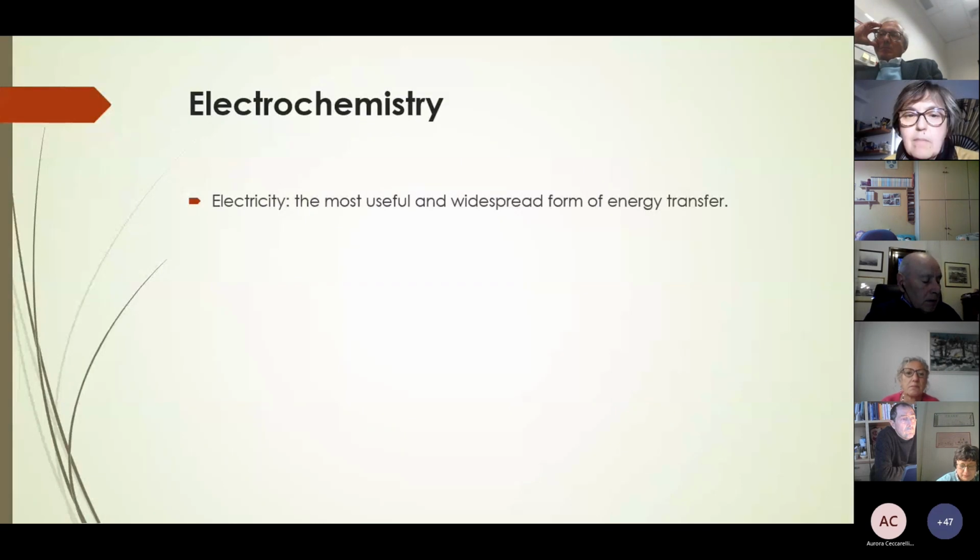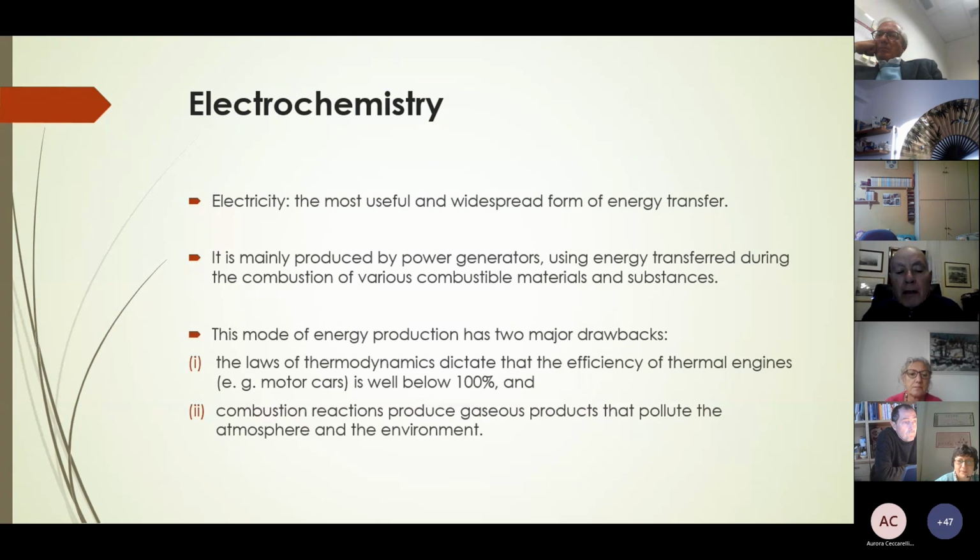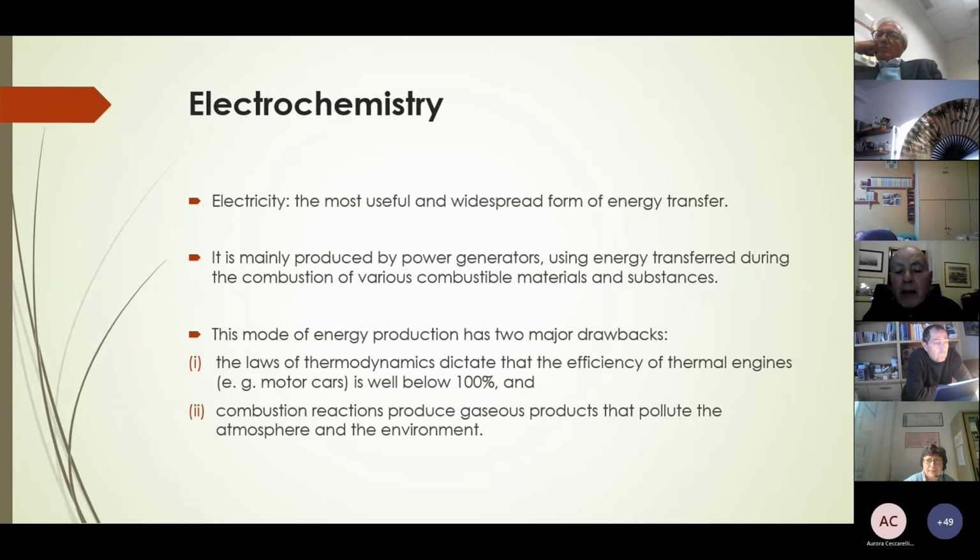Earlier, we heard a lot about the contribution of electrochemistry to energy transfer. We know that electricity is the most useful and widespread form of energy transfer, mainly produced by power generators using combustion materials. But this way of energy production has two major drawbacks. One, the second law of thermodynamics dictates that the efficiency of thermal engines is well below 100%, can be as low as 40%, and two, combustion reactions produce gaseous products that pollute the atmosphere and the environment.